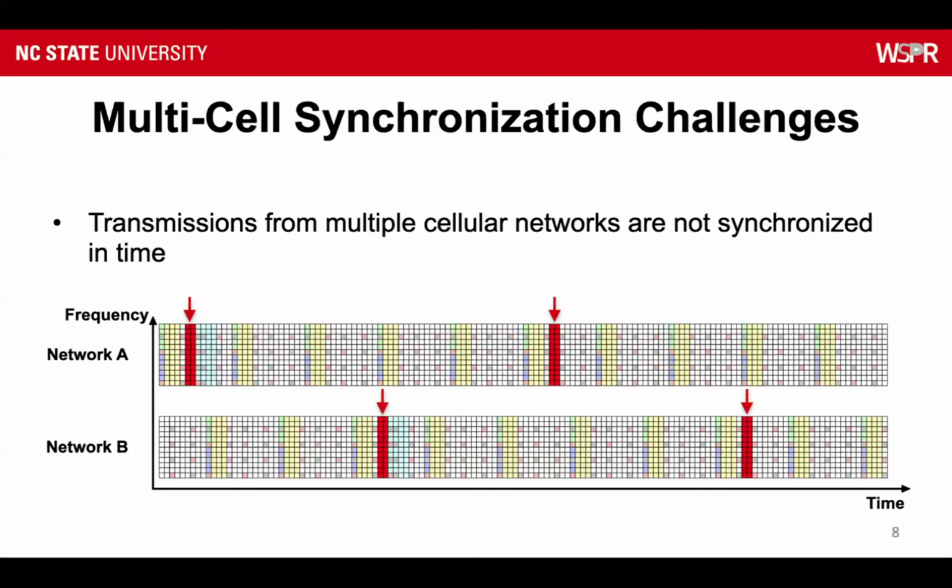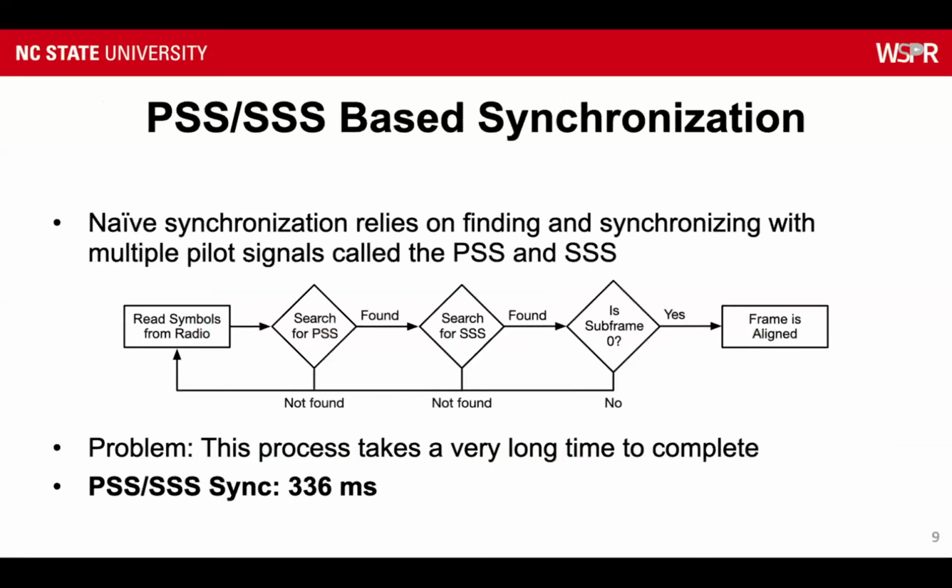Now, I want to come back to synchronization because that's another challenge. We have to synchronize with each of these networks, even though they're out of sync. In LTE, the primary method that this is done is using pilot signals called the primary synchronization signal and the secondary synchronization signal. In srsRAN, which is the dominant LTE open-source platform and the platform we built our tool on, it uses a three-stage pipeline where it first searches for the PSS, then it searches for the SSS and checks if it's subframe 0. If it is, it will indicate that the frame is aligned. But if any one of those steps fails, it goes all the way back to the beginning.